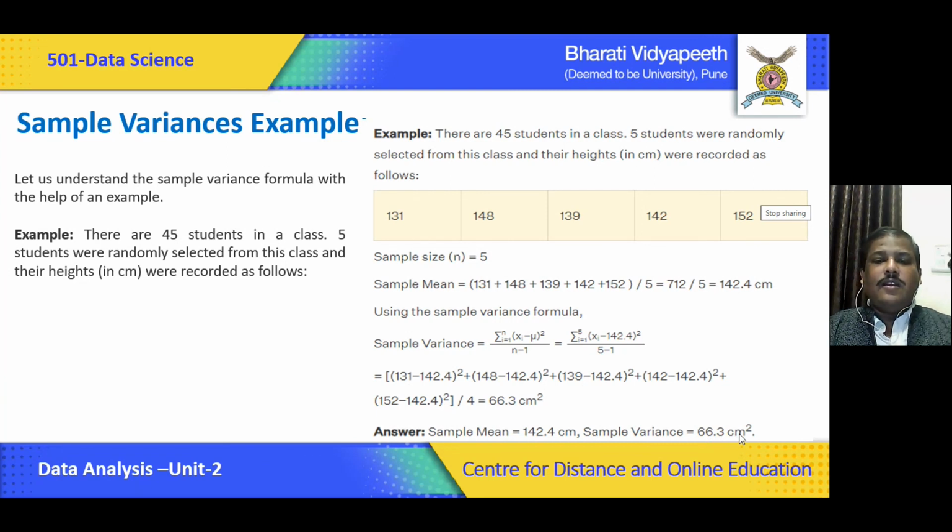It varies in the samples. It varies in the samples. That means this value is spread over these 5 values. So we can find out this way how much the values vary from one to another. So now 66.3 varies from one to another. That's a standard value we can find out. Got it? So now this is called sample variance.